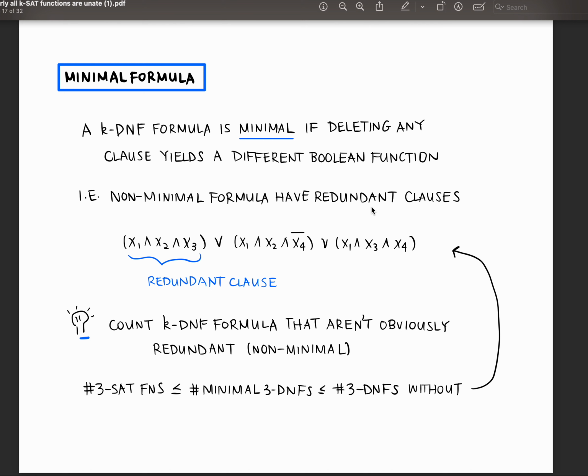And this, for those of you who are familiar with extremal graph theory, is very similar to questions that are asked about trying to count, for example, graphs that are free of some single or small collection of forbidden subgraphs. And so actually, we're going to go from counting 3-SAT functions to counting minimal 3-DNFs to actually what we're going to count, in the case of k equals 3, which is the number of 3-DNFs that essentially lack this exact particular subpattern.